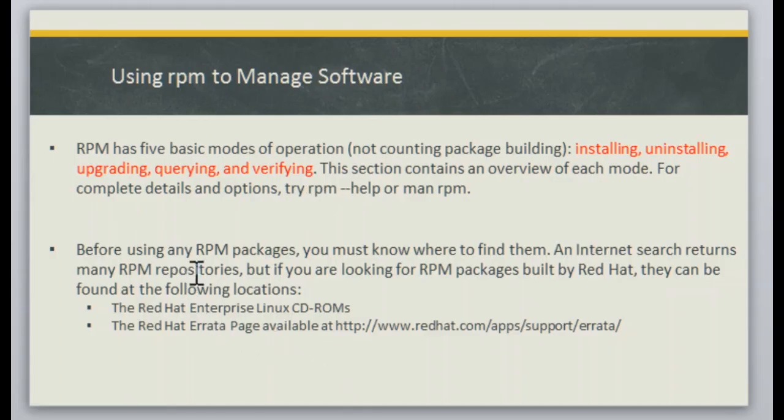So before using any RPM packages, you've got to know where to find them. An internet search will return many RPM repositories, but if you want to see a full list built by Red Hat, they can be found at the following locations. First one is going to be a Red Hat Enterprise Linux CD-ROM, which again is not something that's typically used anymore. So the much better place to look is going to be www.redhat.com/apps/support/errata. That's where they're going to have all the repositories and you can find all the different packages you're going to need.